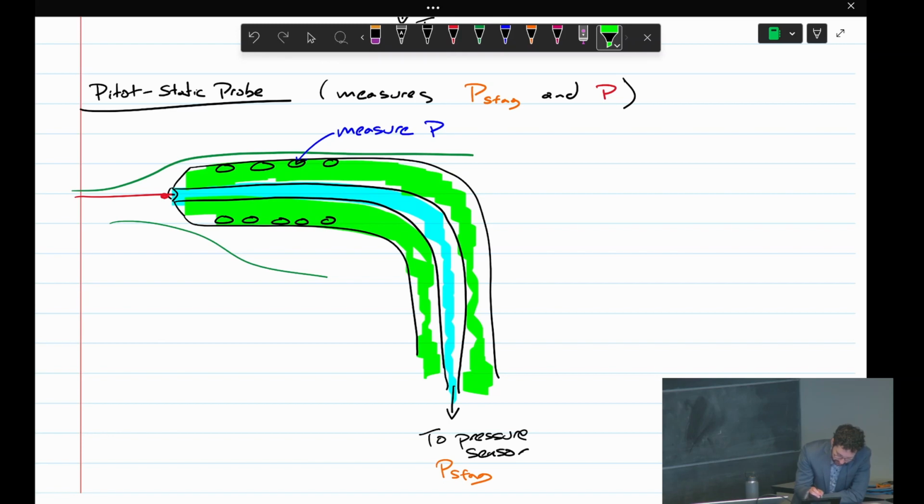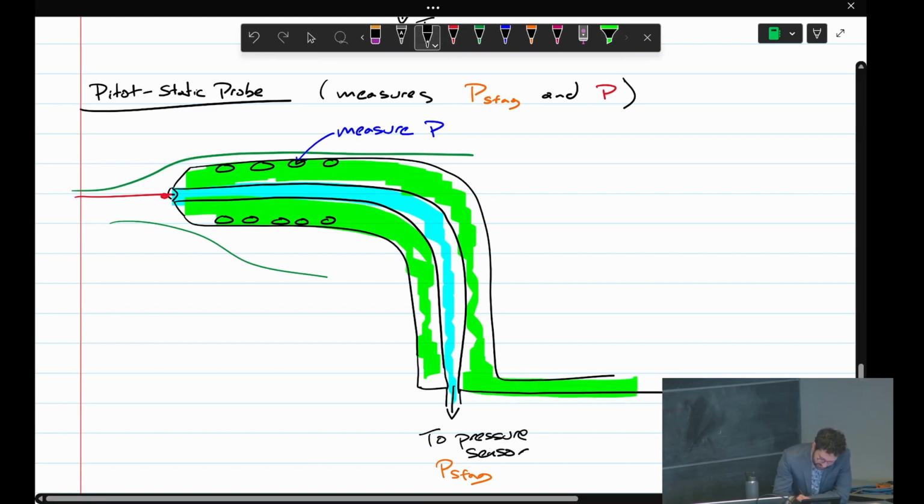So we now need to measure also the pressure in the green chamber. There's usually something like that. So that green chamber is connected to a pressure sensor over here.